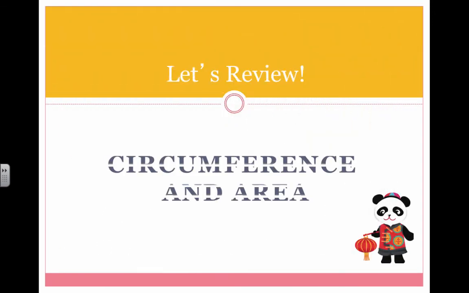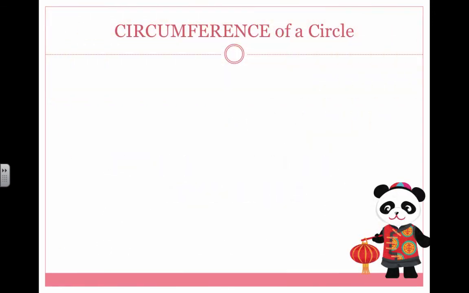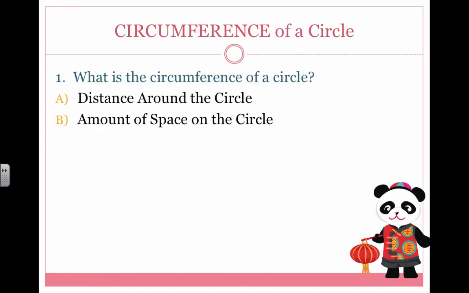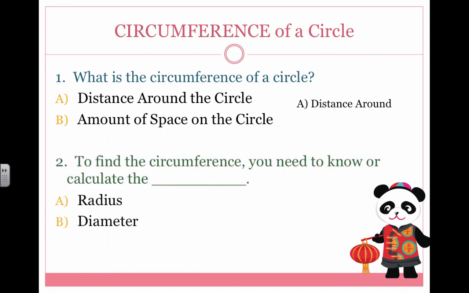All right, let's review. What is the circumference of a circle? Is it the distance around the circle or the amount of space on the circle? Right, it's the distance around. To find the circumference, you need to know or calculate the diameter. So it's pi d. But remember, you can also do 2 pi r.